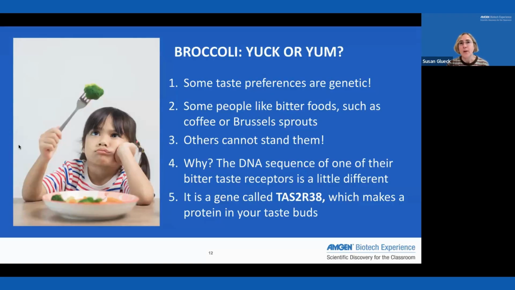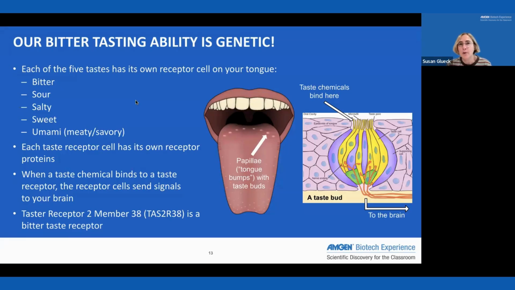It turns out that people have naturally occurring genetic variation in one particular bitter taste receptor, a gene called TAS2R38, which makes a protein that's expressed in the taste buds. Let's take a closer look at the molecular biology of taste.